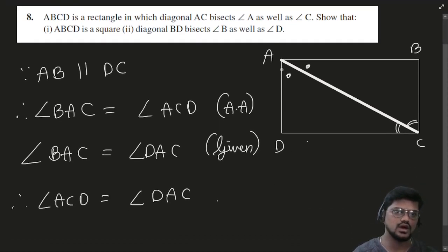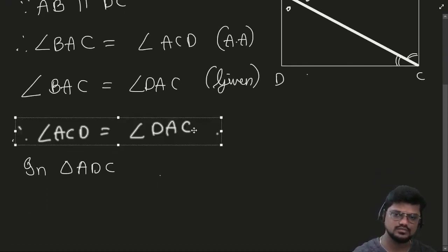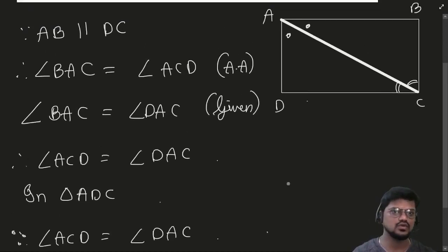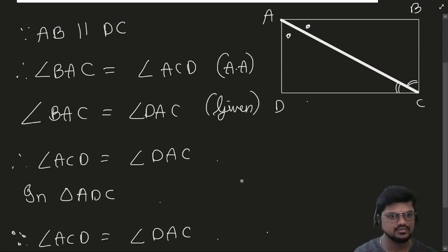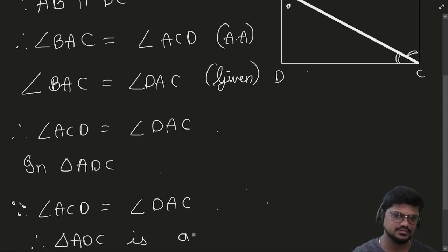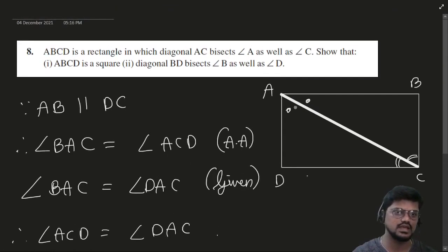Now, in triangle ADC, since these two angles are equal, therefore what? Therefore, triangle ADC is an isosceles triangle. Yes or no? This angle is equal to this angle, no? As per the statement, yes. Therefore, triangle ADC is an isosceles triangle. So if it is an isosceles triangle, then what can we say? AD is equal to DC.